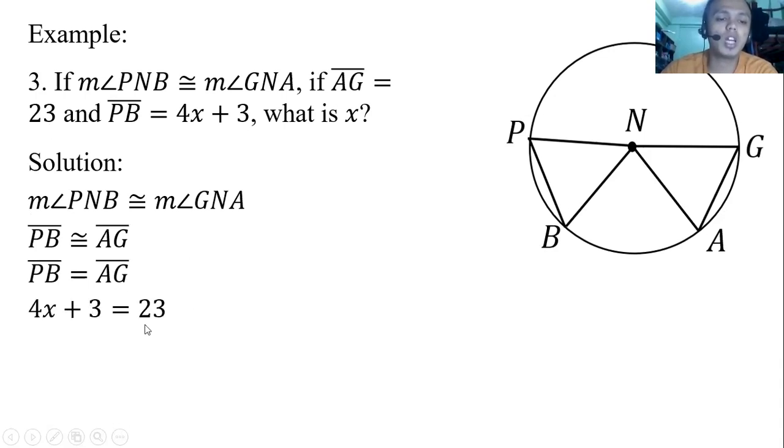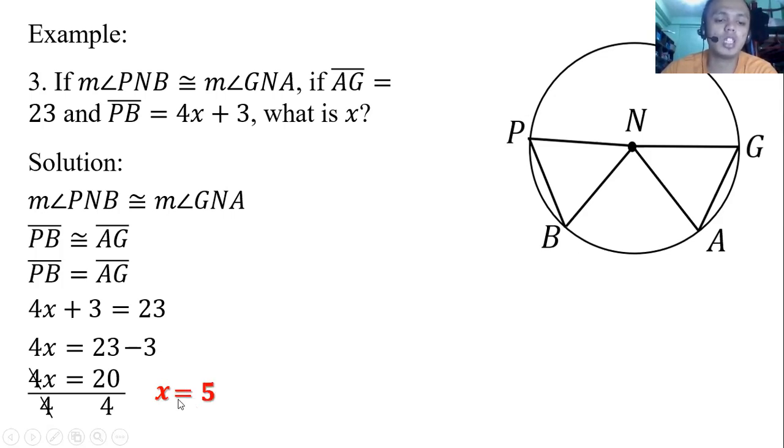Then transpose 3 to the other side so that we can find the value of X. Transpose 3 to the other side, we have 4x equal to 23 minus 3. 23 minus 3 is equal to 20. And then divide both sides by 4, cancel this out, your X is equal to 20 divided by 4, which is 5. So your X here is 5. Okay? So madali lang.